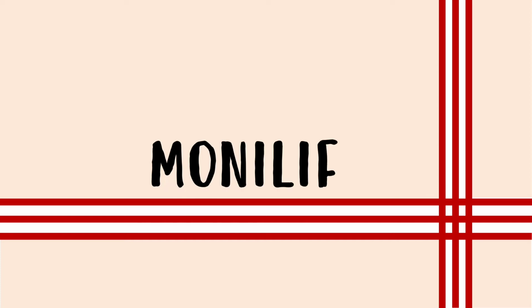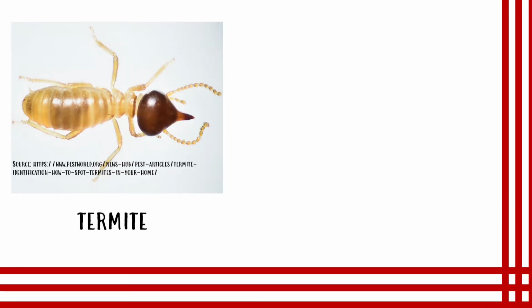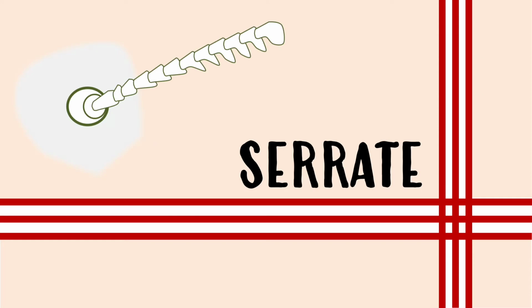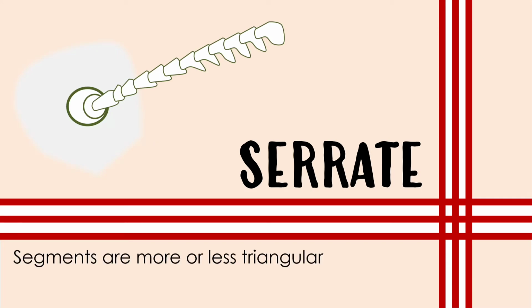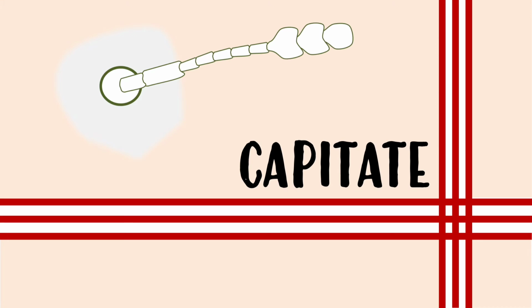Moniliform type of antenna. It is more or less spherical. It is also described as bead-like. Termites and cockroaches are perfect examples for this type of antenna. Serrate type of antenna. Segments are more or less triangular. It is also described as saw-like. Examples are some beetles.